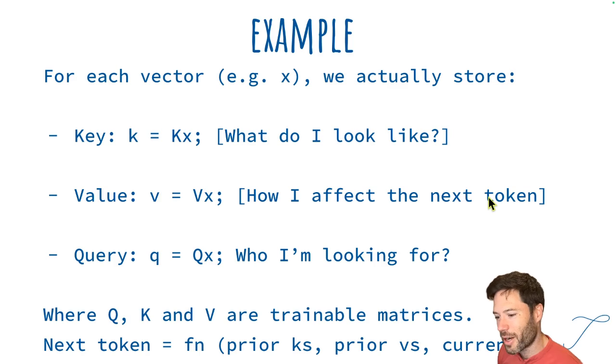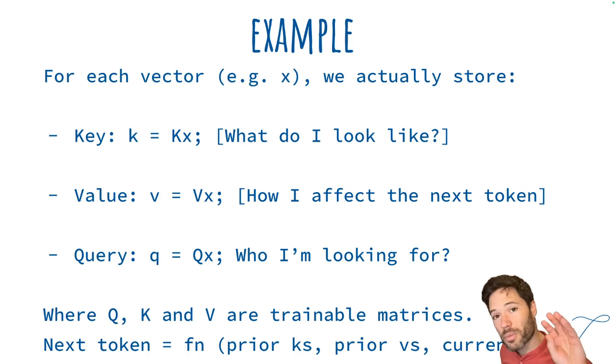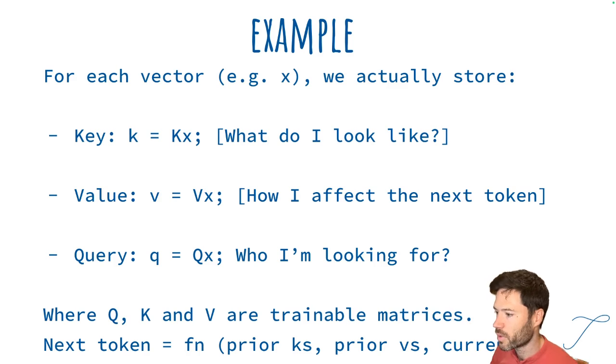I'll explain a bit later how to think about this, but if you imagine you're an early token in a sequence, you're going to have some influence on the next predicted token. You're going to have some say on that, and you can think of the value as what the token wants to say about the next predicted token downstream in the sequence.